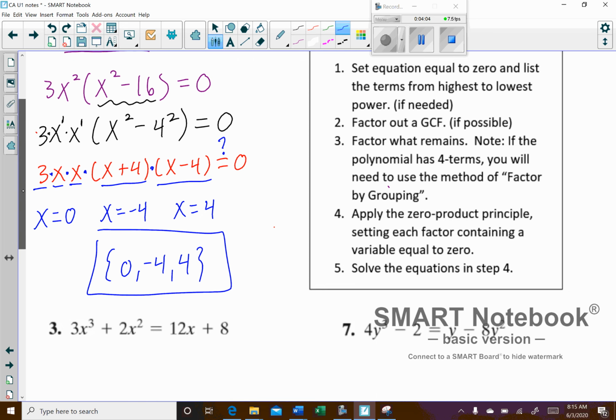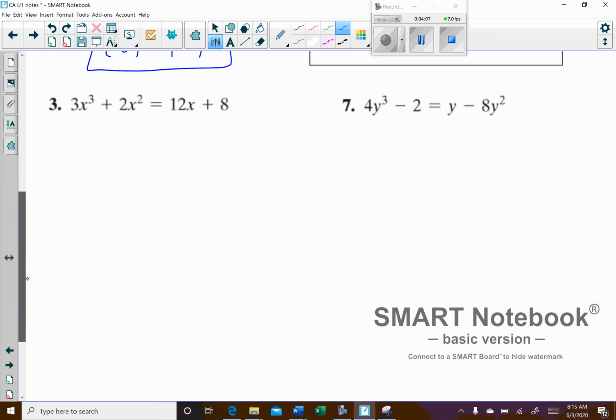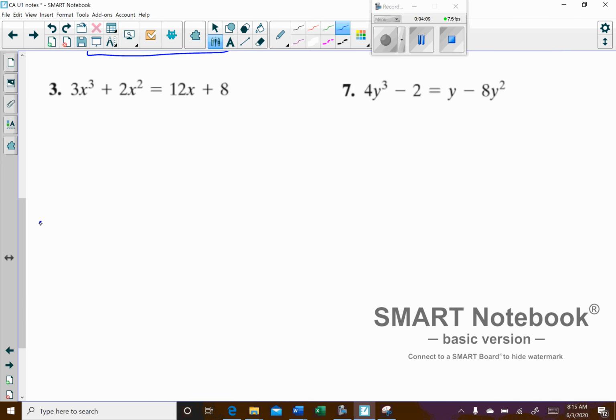All right, let's try a couple more of these. Okay, so if we look at number 3 right here, let's see. Well, I need to clean it up a little bit.